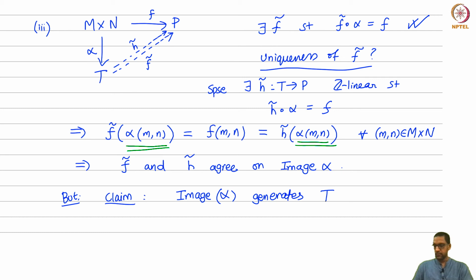Okay, so once this claim is proved, then it implies that F tilde and H tilde agree on all of T. So assuming the claim, we are done. We will just write that as an aside. Assuming the claim, what do we obtain? We can conclude that if two homomorphisms agree on a generating set, then they agree everywhere. And then F tilde agrees with H tilde on all of T. Okay, so let me leave this as an exercise for you to prove, that if two group homomorphisms agree on a generating set, then they agree on the entire group.